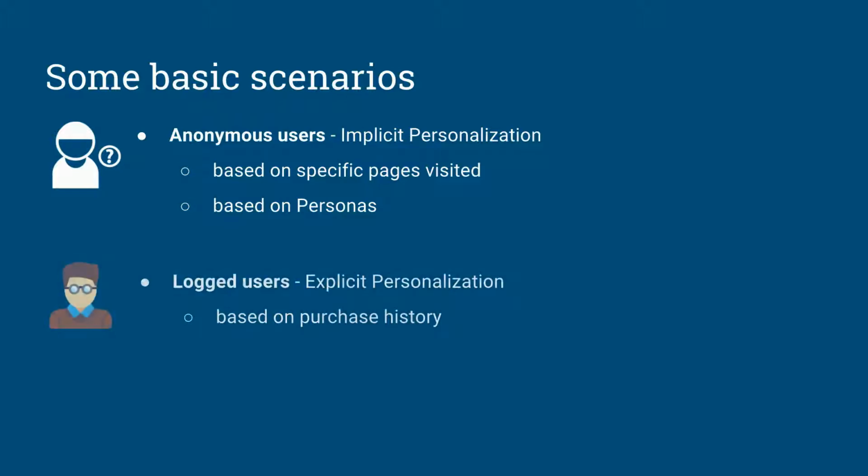The second type is applicable to logged users. In this scenario, we actually know who our customer is because they have provided their information to our system. In the case of an existing active customer, we could, for example, use his or her purchase history to define which offers to display in order to better serve our customers' needs.